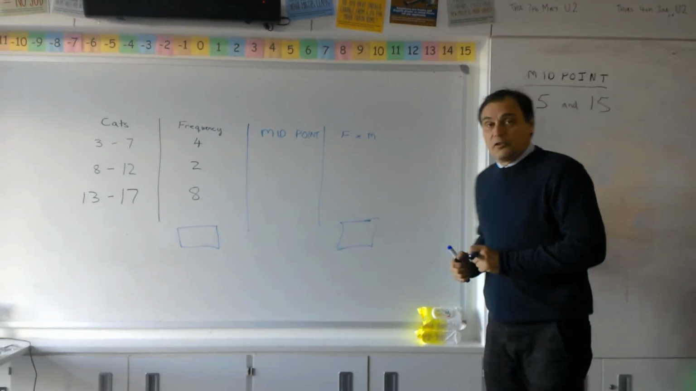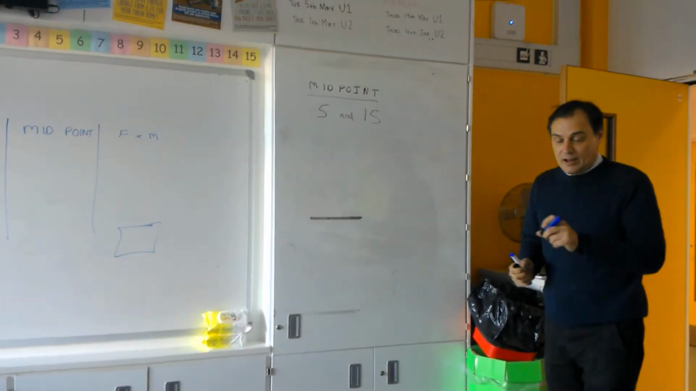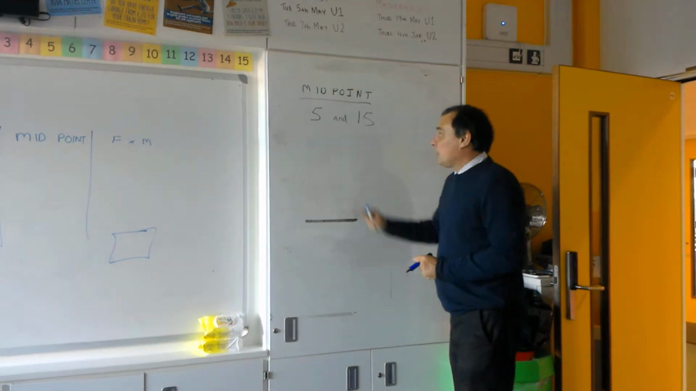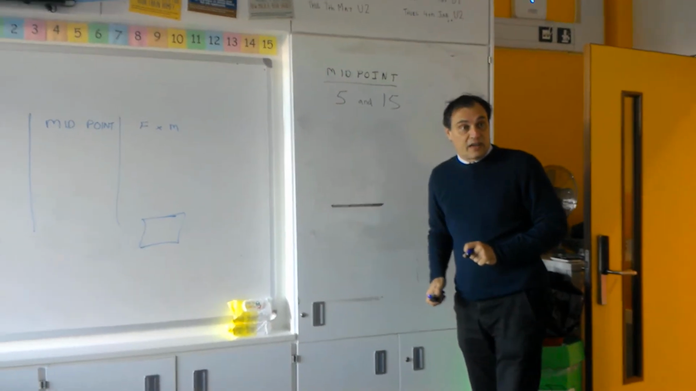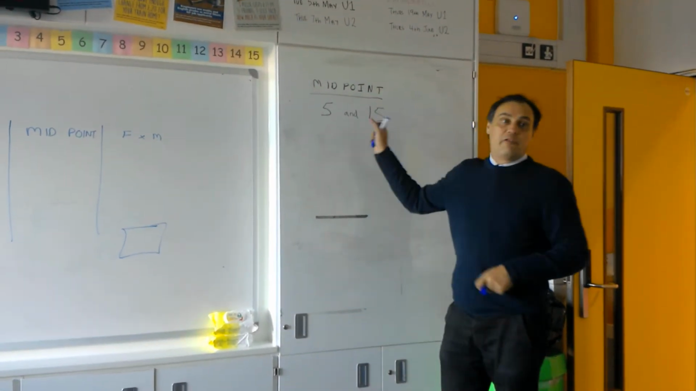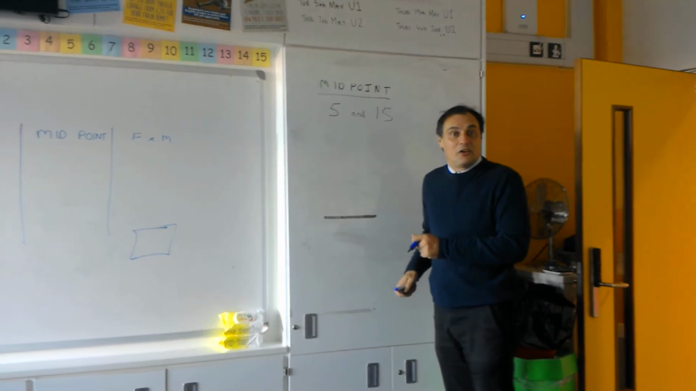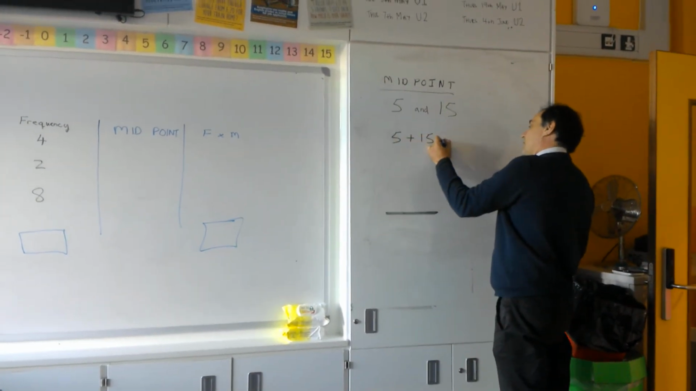The first job that we've got to do, we've got to go over to our skills board here, and this shows us how to calculate a midpoint of 2 numbers. Supposing I've got the 2 numbers 5 and 15, I've got to do 2 things to count the midpoint. First of all, I've got to add the numbers together. So what is 5 plus 15? 20. So 5 plus 15 is 20.